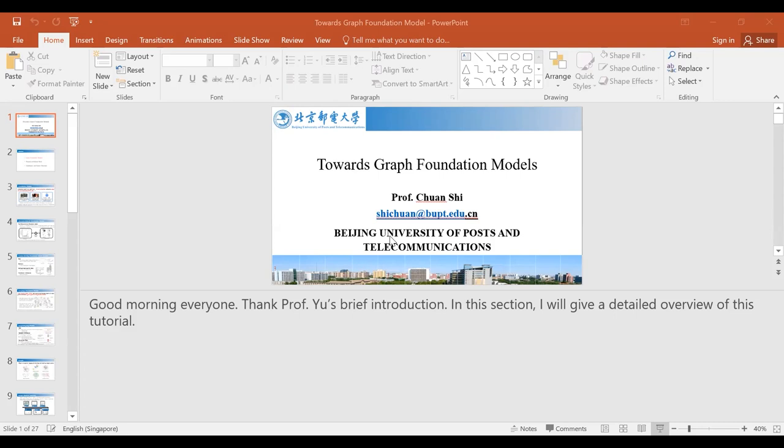Foundation models have two characteristics. The first one is emergence: as the foundation model scales up, it manifests novel capabilities. Another one is homogenization. That means the model's versatility enables it to be deployed across diverse applications, so we only need one model to solve many kinds of tasks.